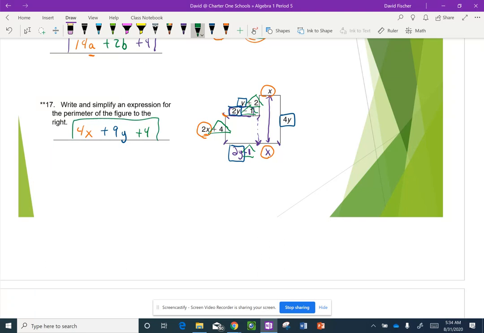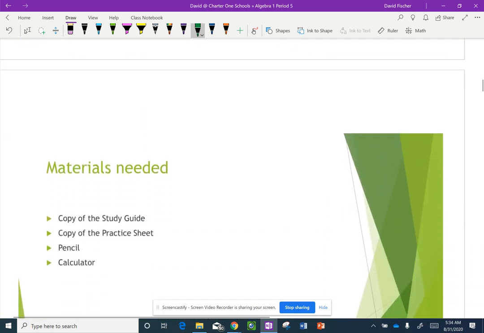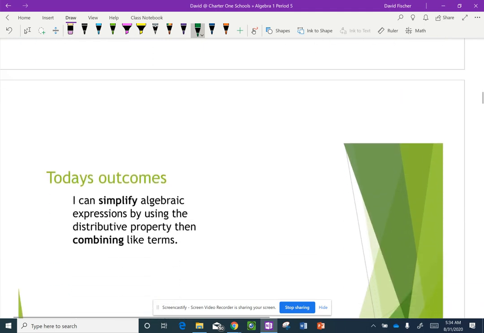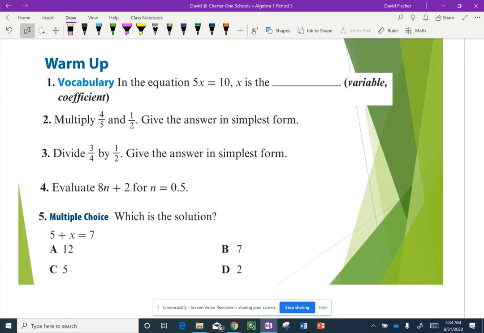All right. So look at the problems. You know what the definition of perimeter is. Perimeter means the distance around a shape. So keep that in mind. We're continuing to learn and push ourselves to new concepts. Today we're doing something called the distributive property. So complete these warm-ups and let's see if you come up with the same answers as me.